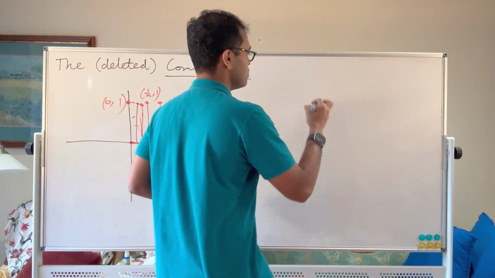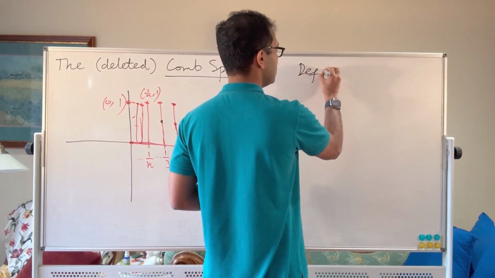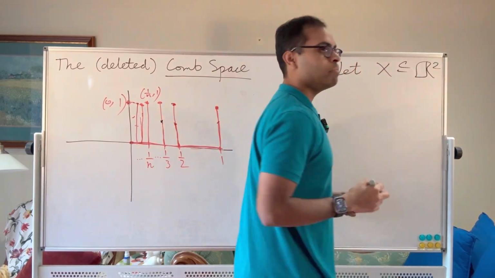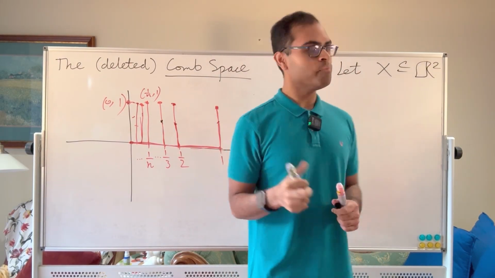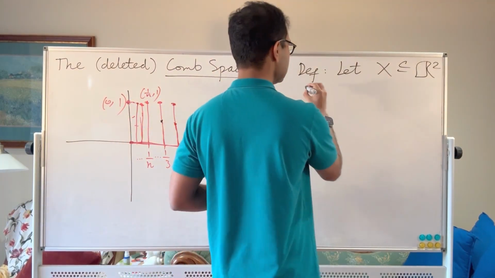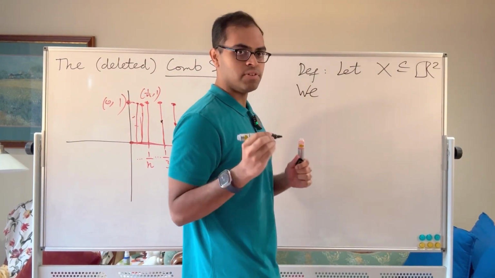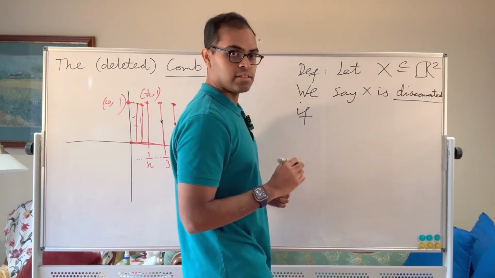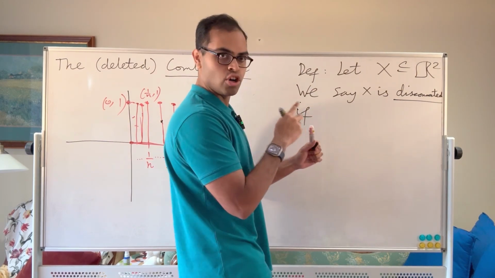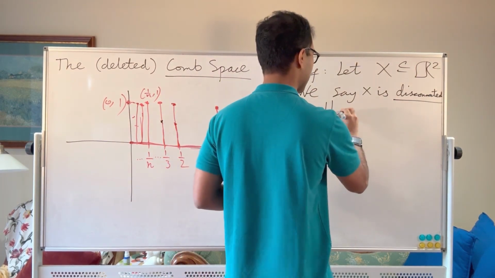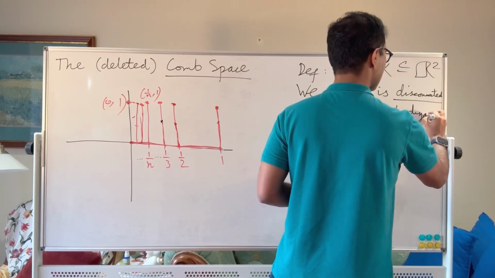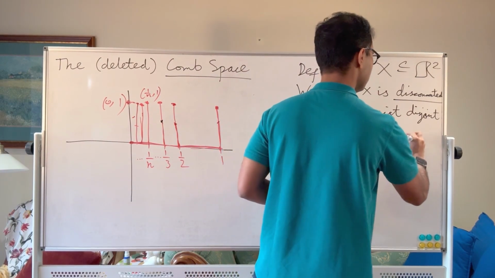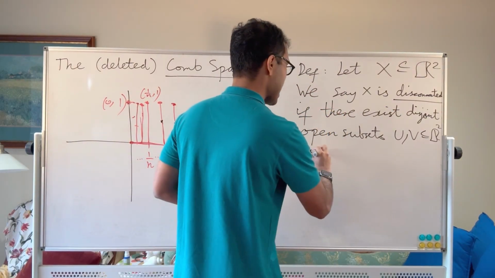So here's a definition. Let X be a subset of the plane. Okay, X is a subset of R², something in the plane like the comb space that we just drew. Now, we say that X is disconnected, okay, so connected will be the opposite of disconnected. We say X is disconnected if there exist disjoint open subsets U and V of the plane, contained in R², such that the following is true. I'll explain what open sets mean very shortly.